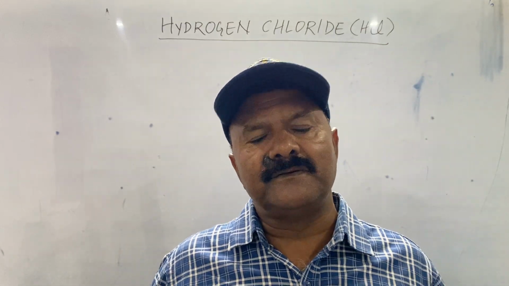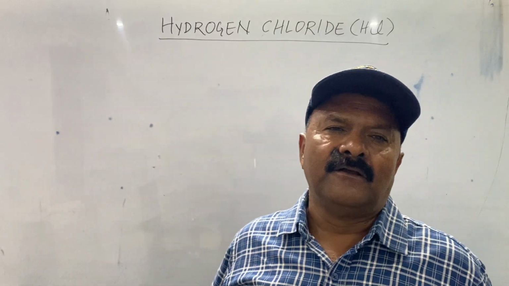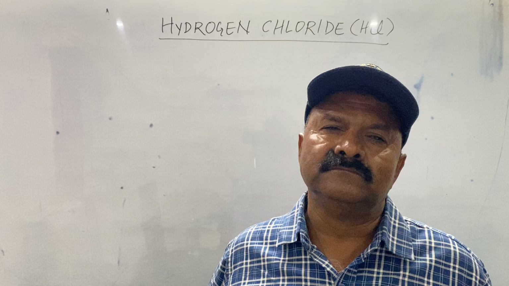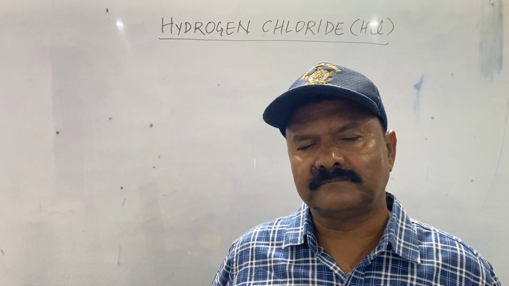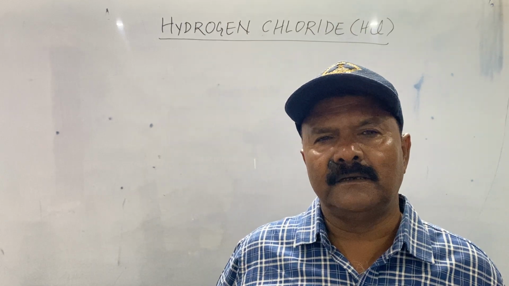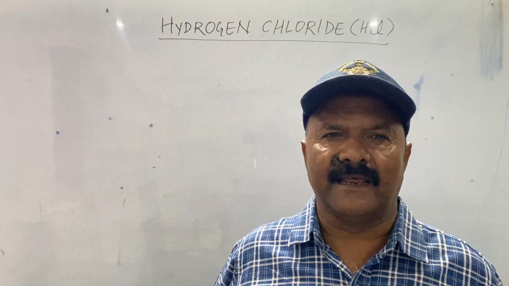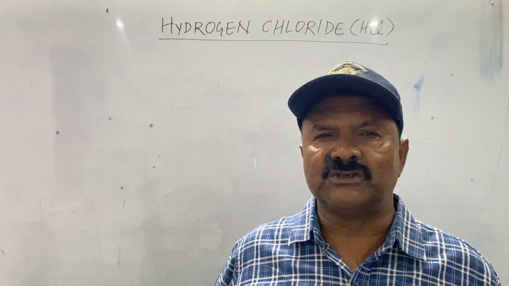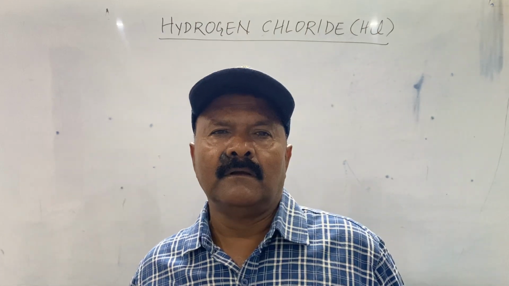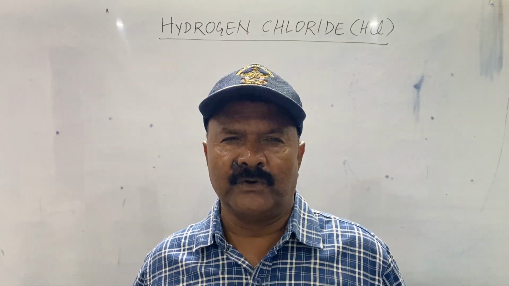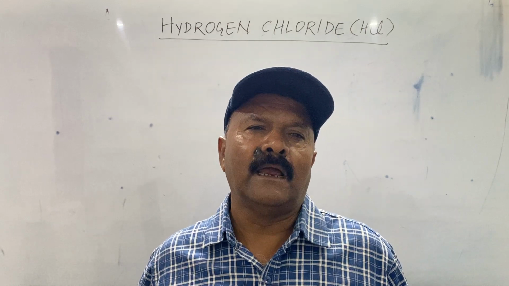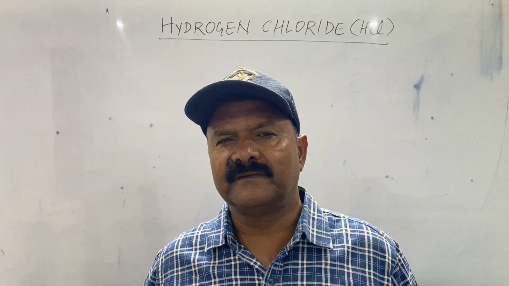The first time hydrogen chloride was prepared, concentrated sulfuric acid was added on rock salt. It gave hydrogen chloride gas, which has a choking odor, and this is an acidic gas.